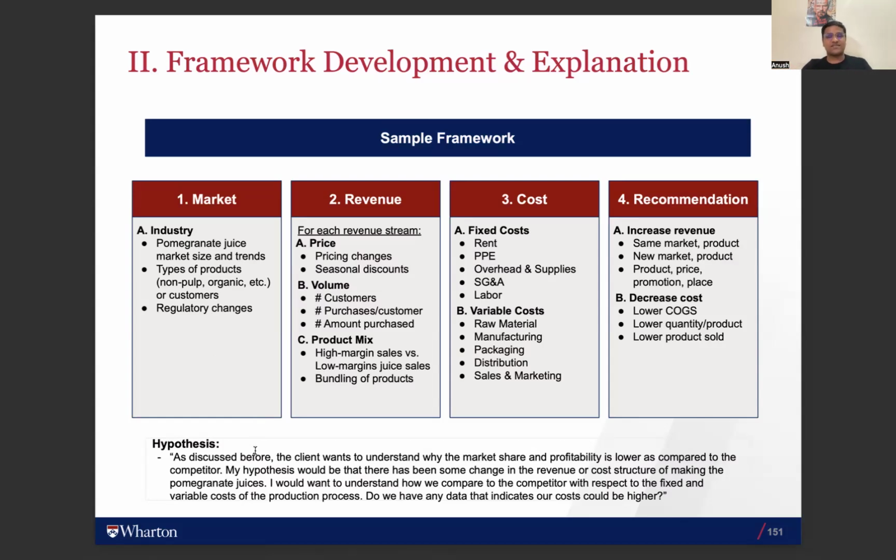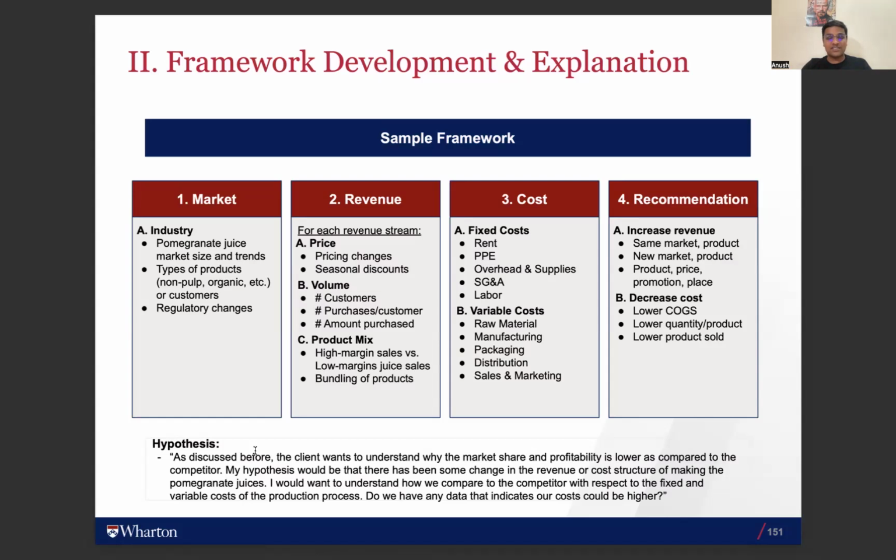Okay, so now our final hypothesis will be as discussed before. The client wants to understand why the market share and the profitability are lower compared to the competitor. My hypothesis would be that there have been some changes in the revenue or cost structure, because we can't think of any other external factor. Either revenue or cost structure has changed in making the pomegranate juices.